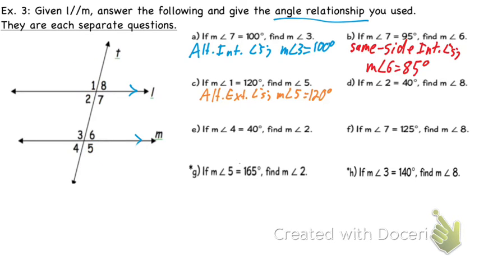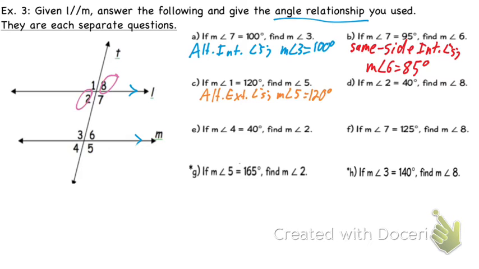Here's what I want. I want you guys to do letters D, E, and F, so the next 3, okay? So go ahead and work on these next 3. When you have it or have questions, raise your hand. Okay? Is anyone able to tell me on letter D what type of angles angle 2 and angle 8 are?